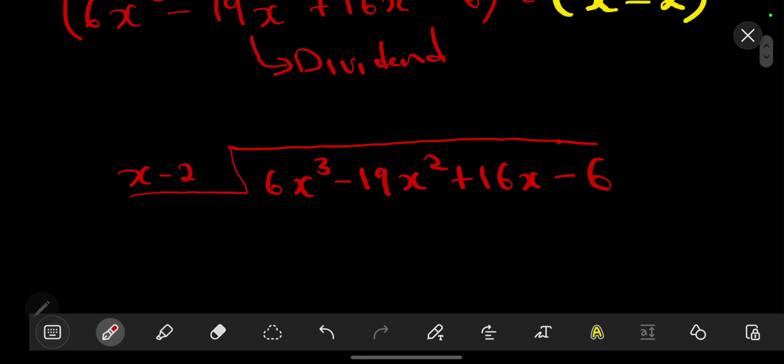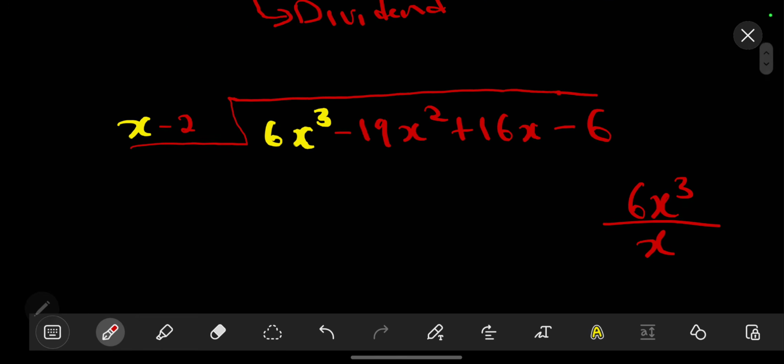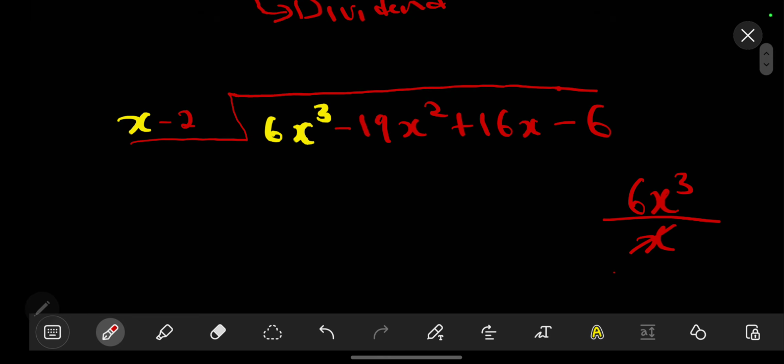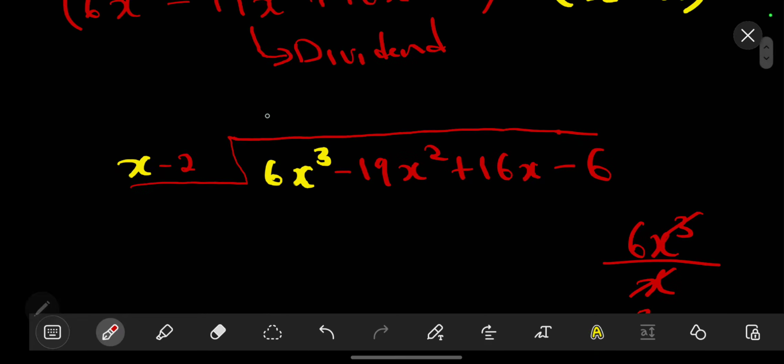The highest power of the divisor is the only thing that is going to be dividing there. So look at your first term, which is 6x to the power 3. You divide it by the term with x in the divisor, the highest power. If you cancel there, you are going to remain with 6x to the power 2. So that is what you write on top here: 6x to the power 2.